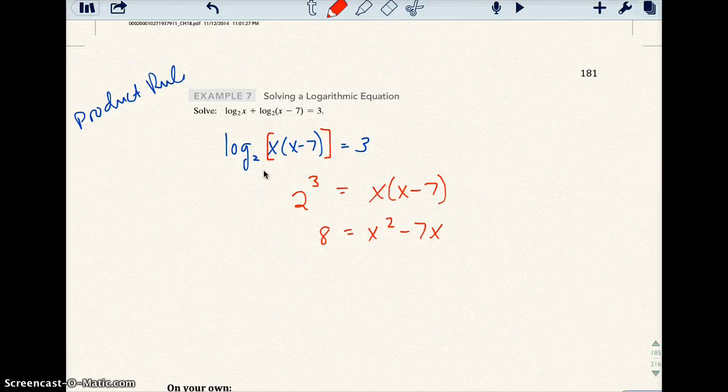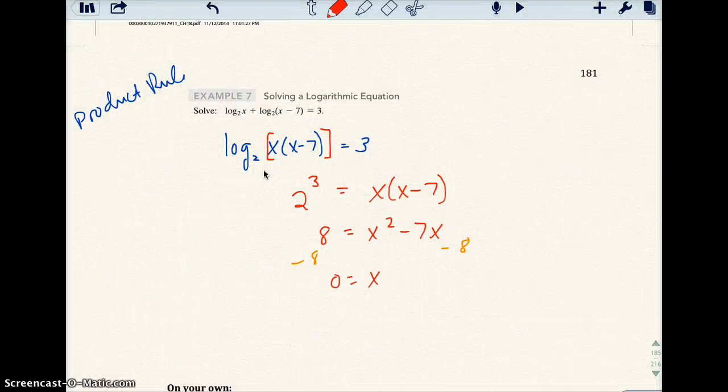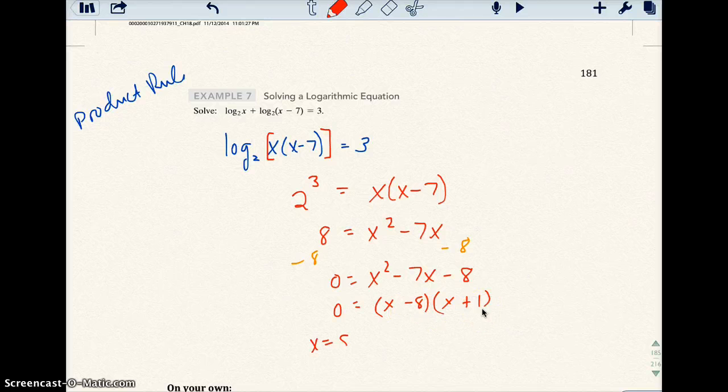Second degree equation, so I'm going to set one side equal to 0. So minus 8 from both sides. So I get 0 equals x squared minus 7x minus 8. I'm going to factor this. Hopefully it does factor. And I do negative 8 plus 1. I think that works. x squared. This gives you positive x, negative 8x, which gives you negative 7x. This gives you negative 8. That means x must equal 8 or negative 1.